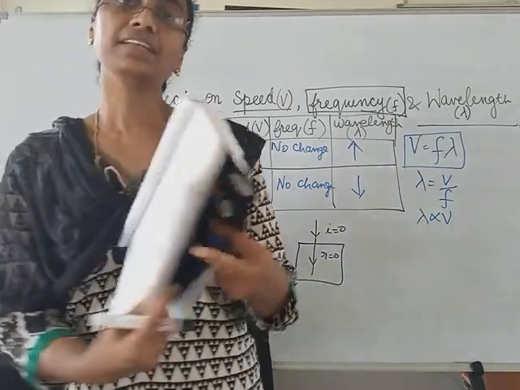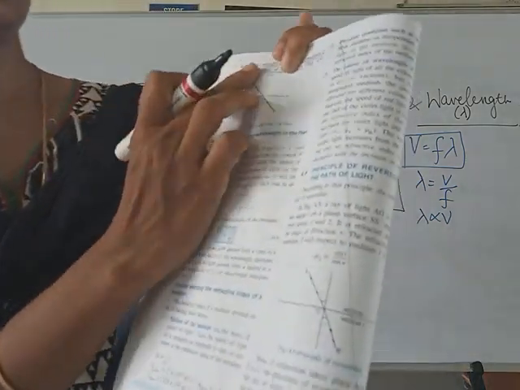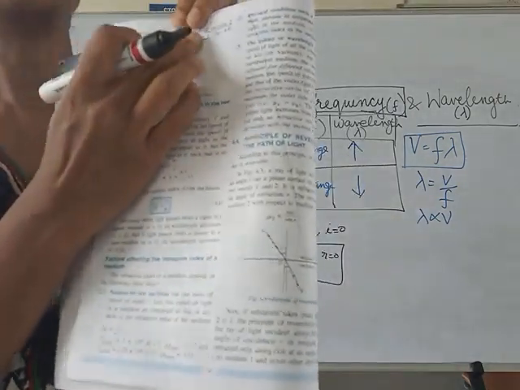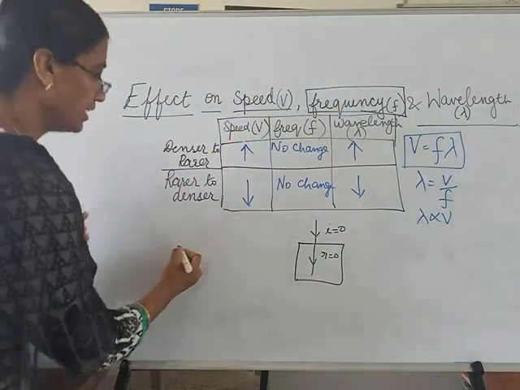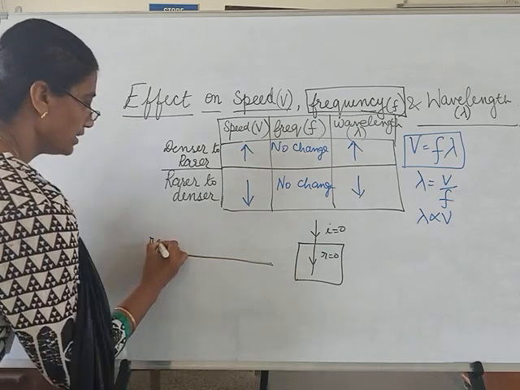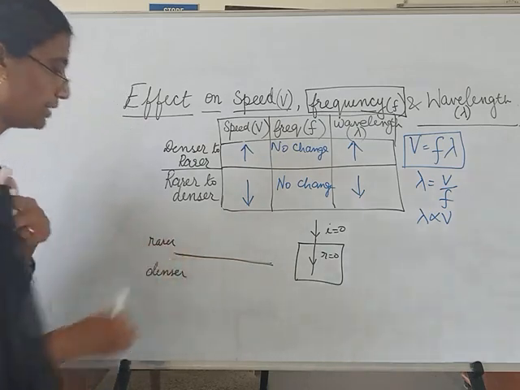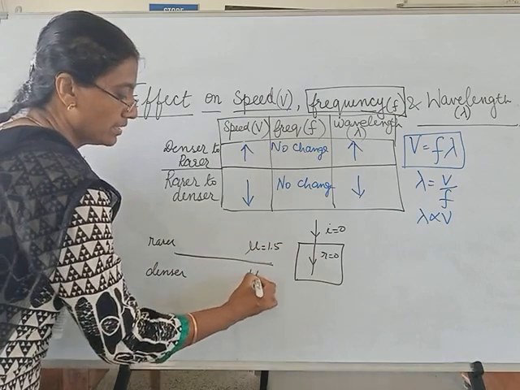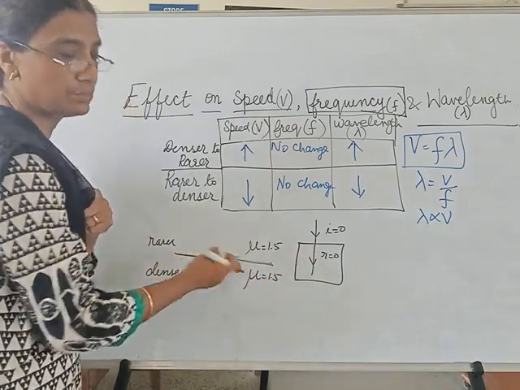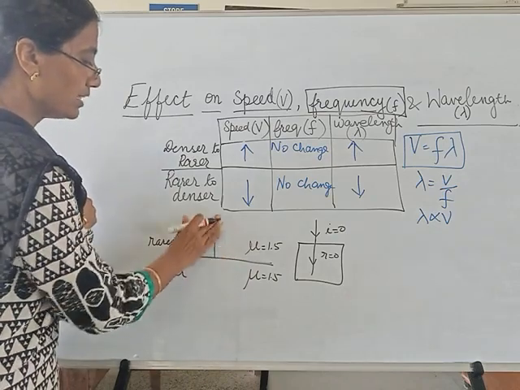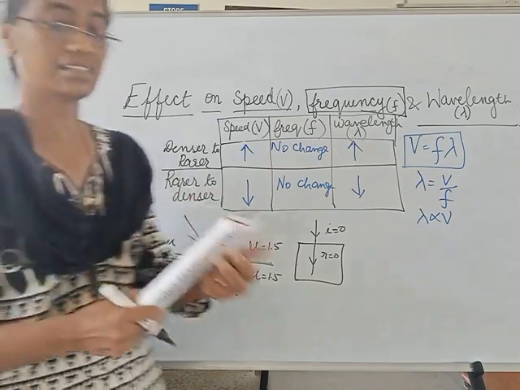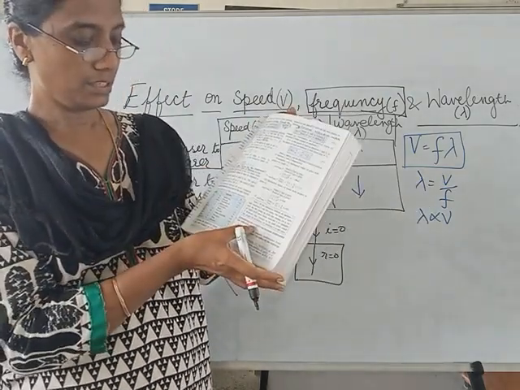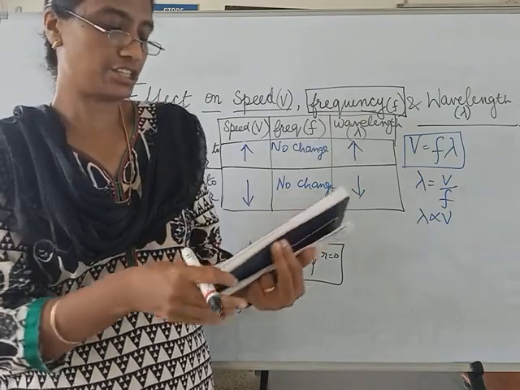Second condition, when the refractive index of medium 2 is the same as that of medium 1. What do you mean by that? Suppose light is traveling from rarer to denser, but both their refractive indexes are the same. This has refractive index 1.5, this is also 1.5. Basically, this means they both are the same medium. Then also the light will go undeviated. Is it clear, children? This comes sometimes as a 2-mark question. Put a tick mark here. What are the 2 conditions for light ray to pass undeviated on refraction?